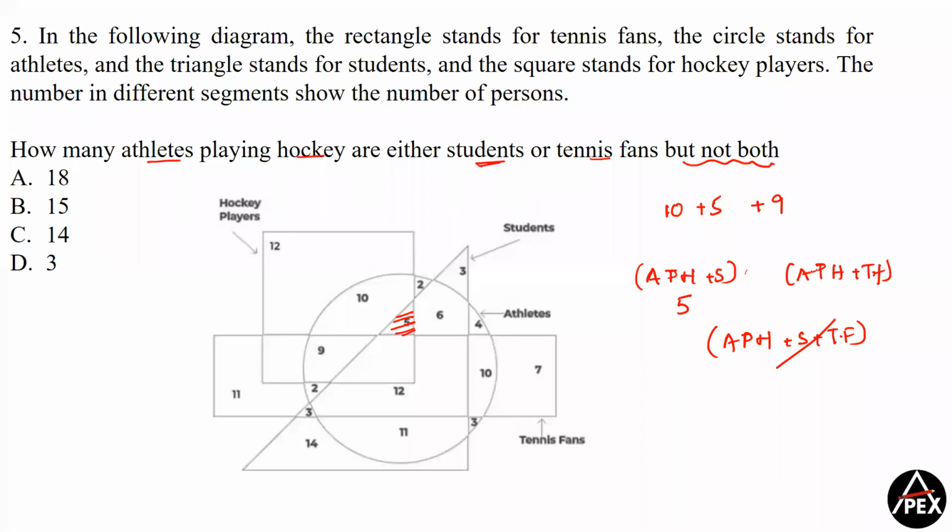Now let us find the region common to athletes playing hockey and tennis fans. So who are tennis fans? Rectangle. So it should be 9, common between circle, square, and rectangle. So this is region 9. So we have a total of 14 persons. So the answer for this question should be 14.